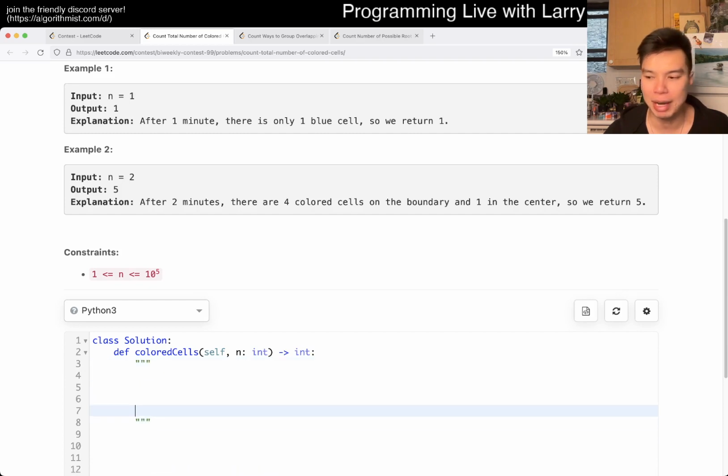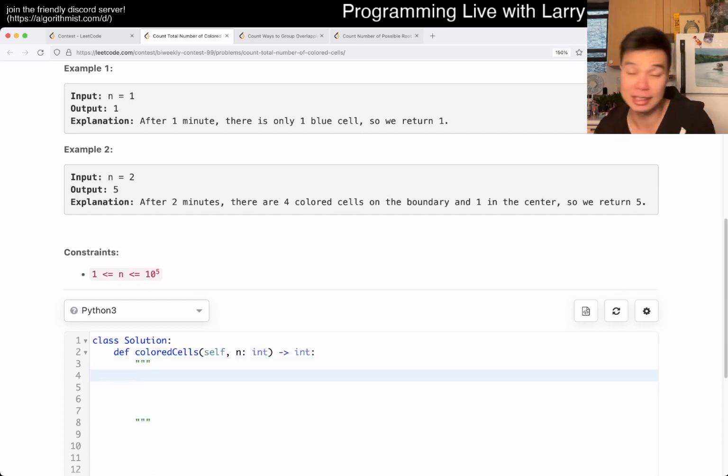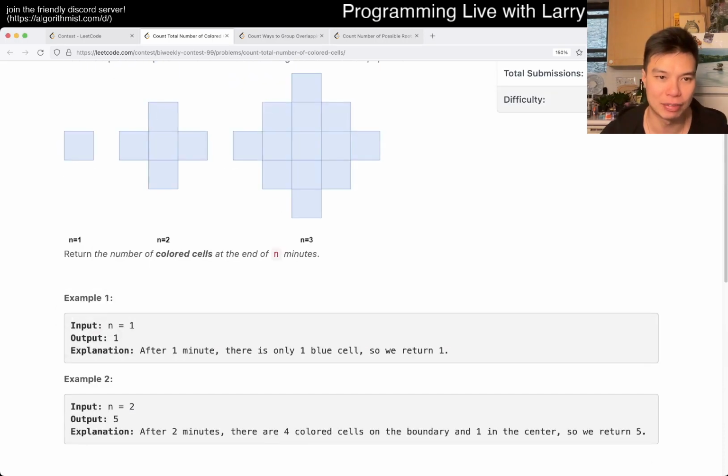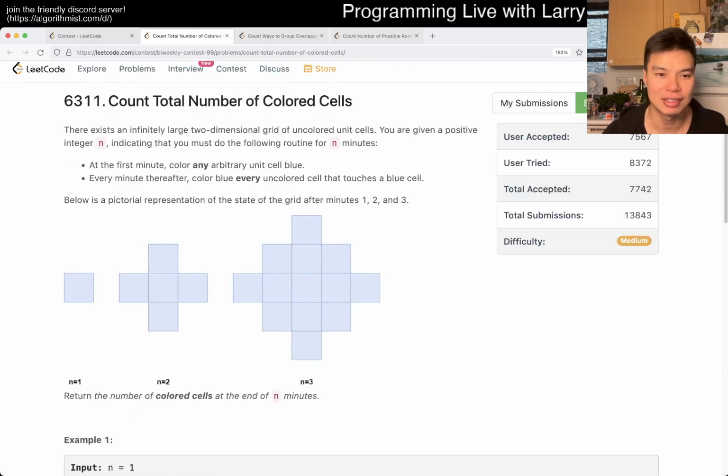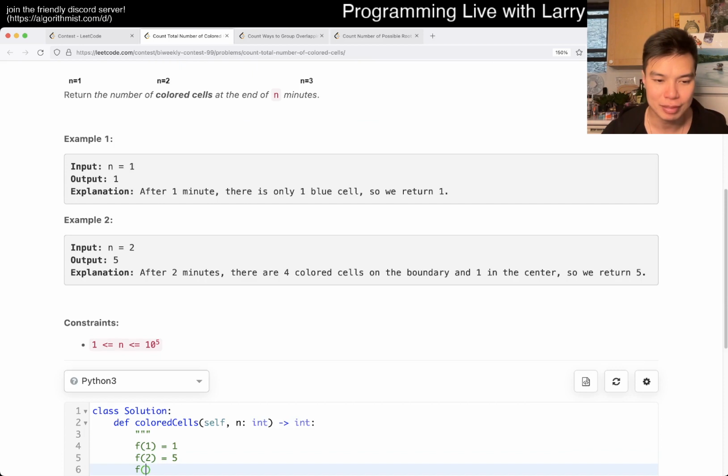So the way that I think about it, and I did this during the contest, right? I kind of just drew out the progression of the first numbers. So f of 1 is equal to 1, f of 2 is equal to 5, what they say, right? Yeah, 5. f of 3 is equal to 13, I think.